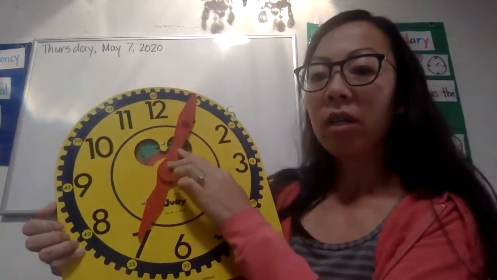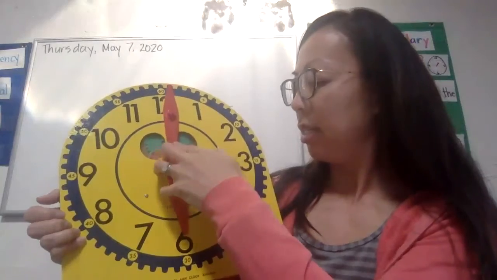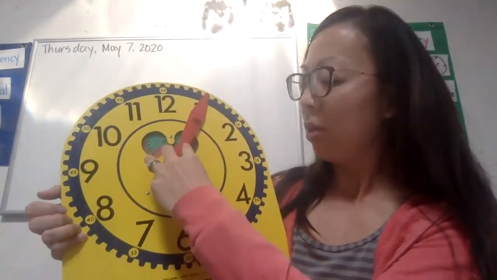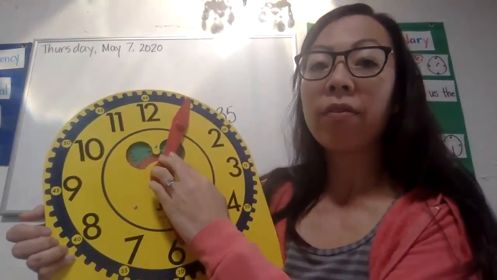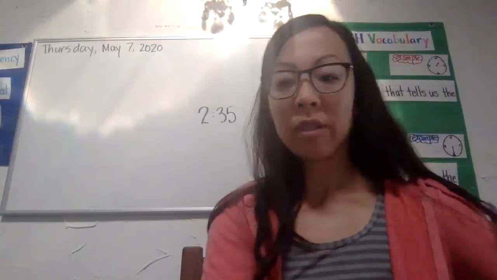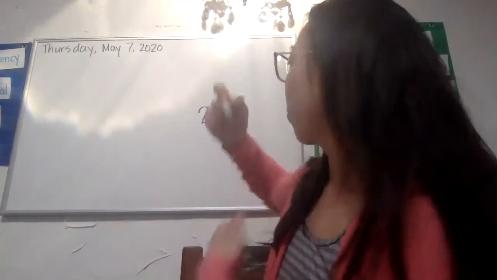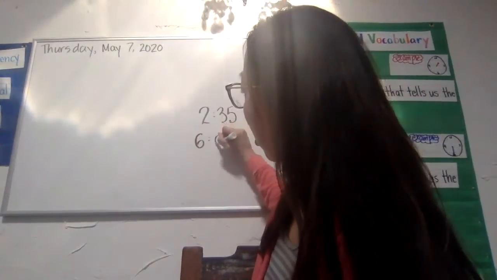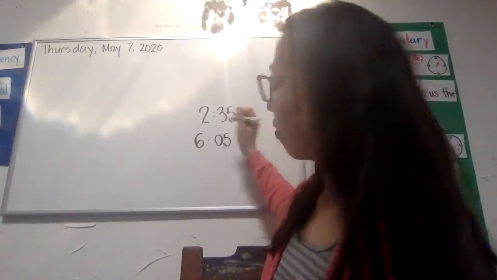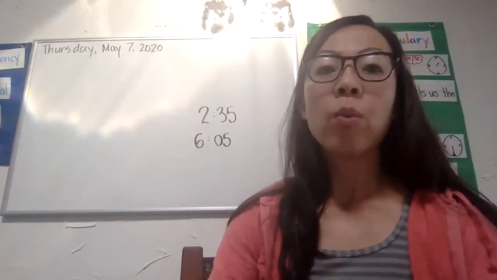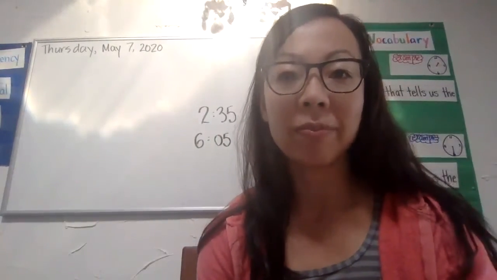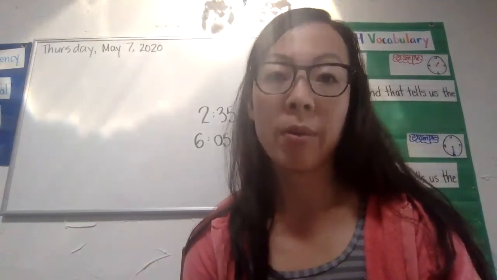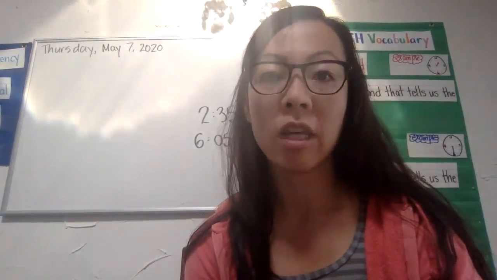It's 5. So the time is 6, and we say 05 because we have to have 2 numbers in our minute. So let's look at what that will look like. It'll look like this. 6, and we call this 05, even though it's actually a 5. We call that 6:05.